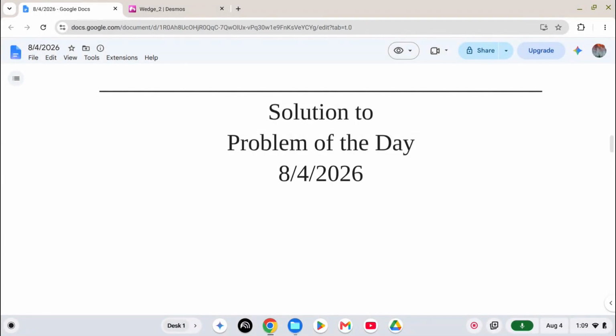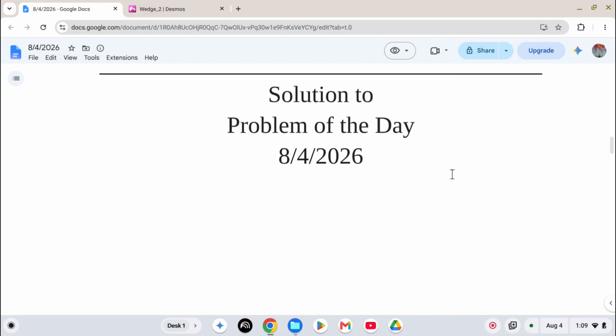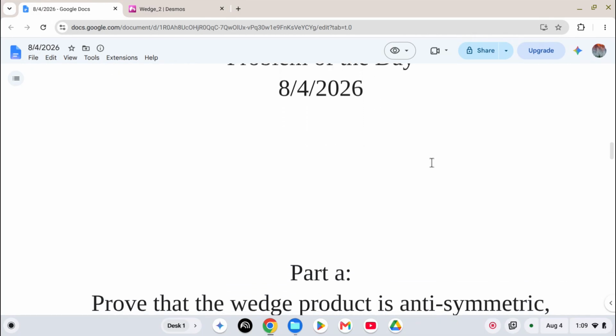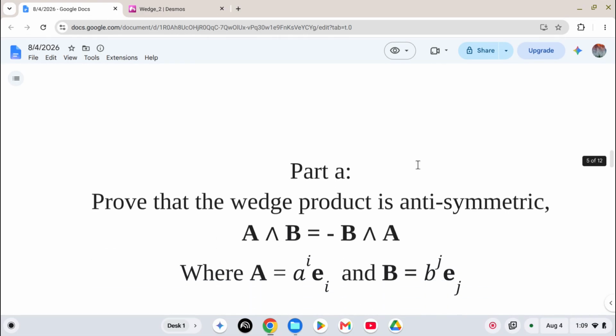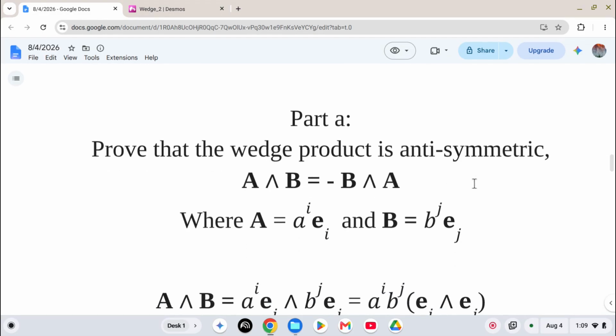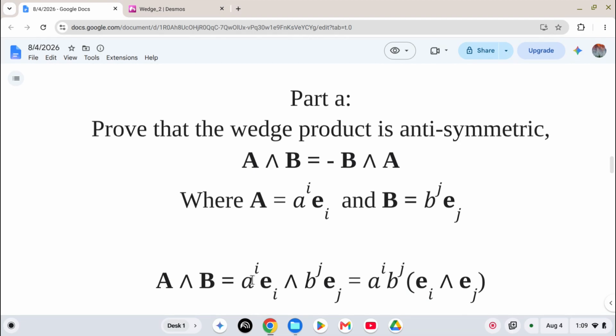Okay, welcome to the solution to problem of the day that was posted on 8/4. We just needed to get these under our belts because we're getting ready to move into something where we're going to use them. Okay, we want to prove that the wedge product is antisymmetric using these two vectors in summation notation. Now this is very straightforward.